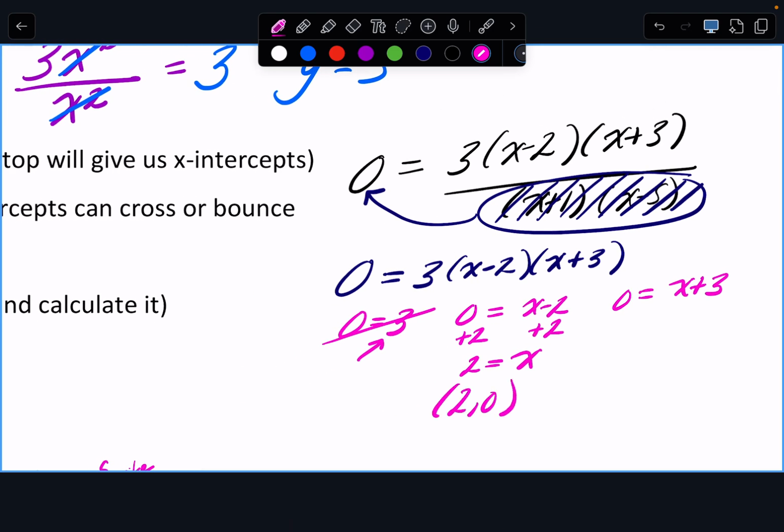Now that's not enough information, you guys. It really isn't. You've got to keep this in your head. X-intercepts can bounce or cross, and that totally changes the graph. Is this x-intercept going to cross or bounce?